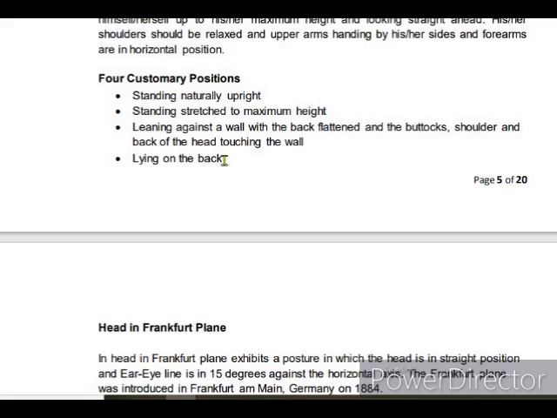So standing stretched to maximum height, leaning against a wall with the back flattened and the buttocks, shoulder, and back of the head touching the wall. So those are the positions we're measuring. So lying on the back. Okay.